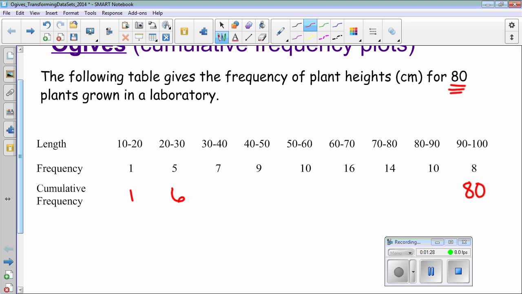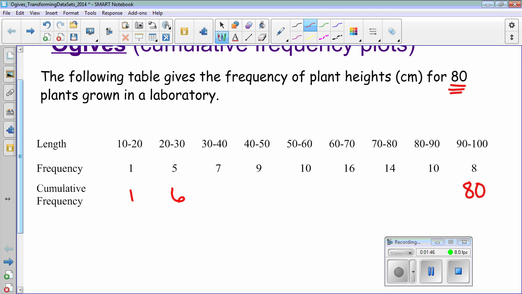Okay? If you would like to print these off, I will put them on School Fusion, so you're not so worried about writing down all these numbers. That's fine with me. I would much rather you be engaged and paying attention than too busy copying things down. But it's whatever you're comfortable with, okay?